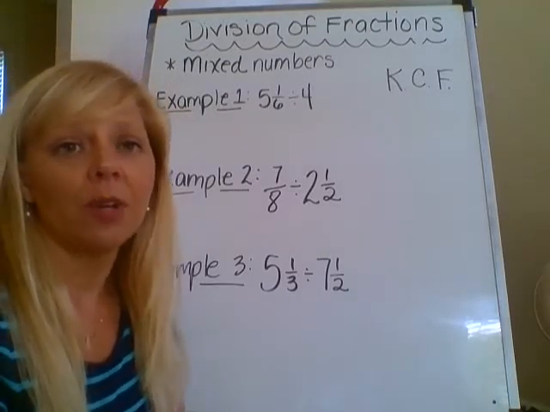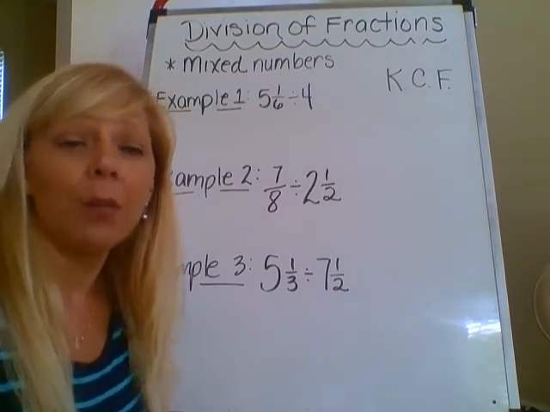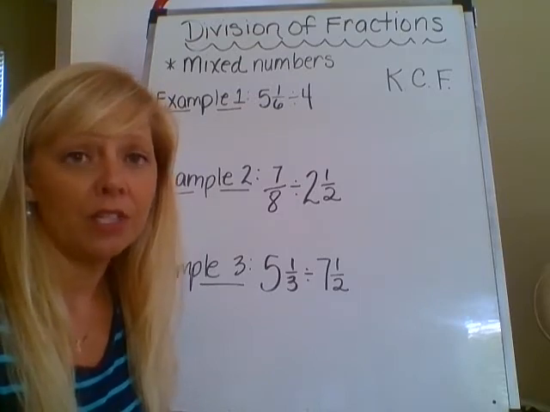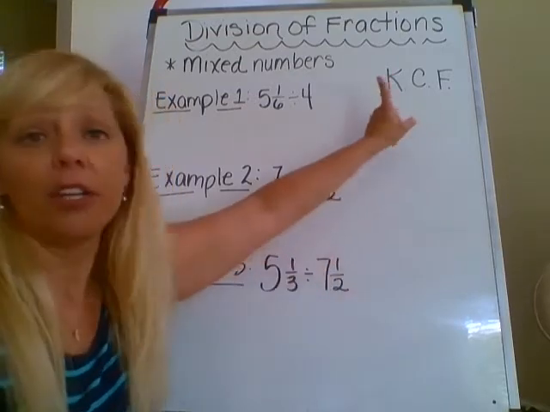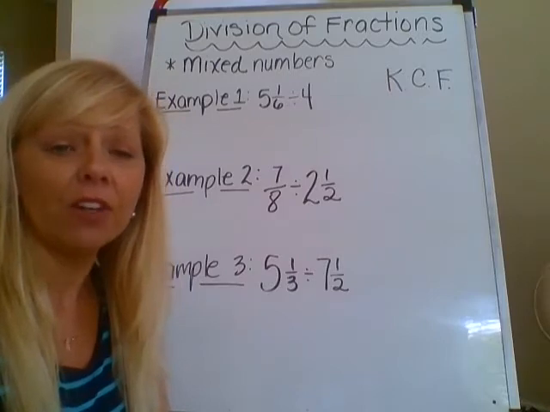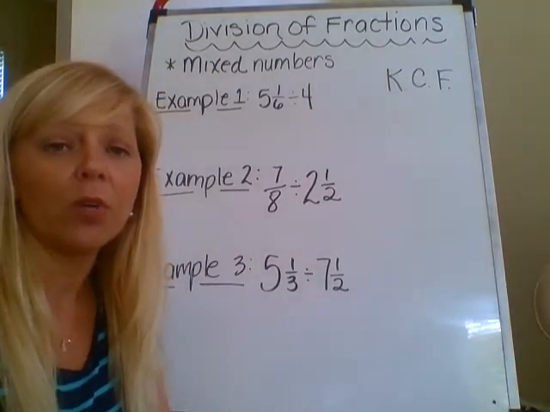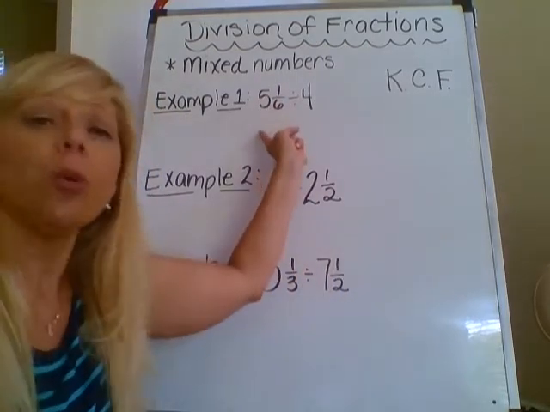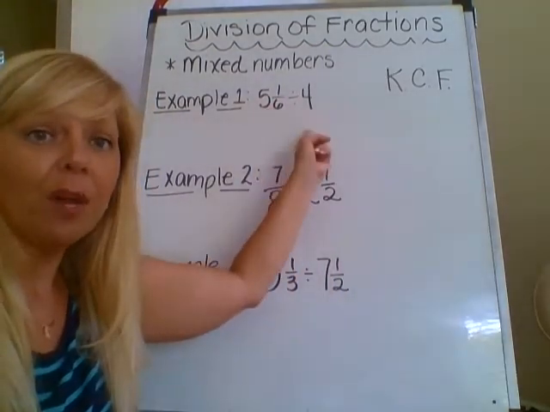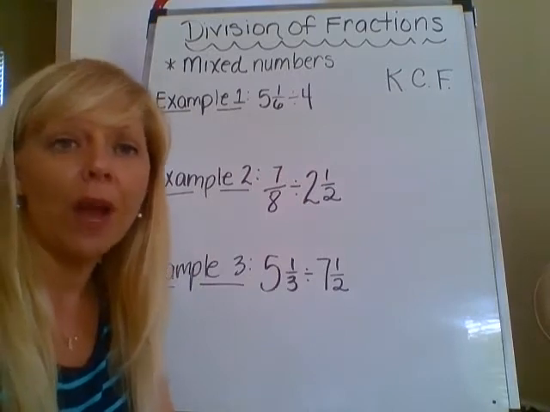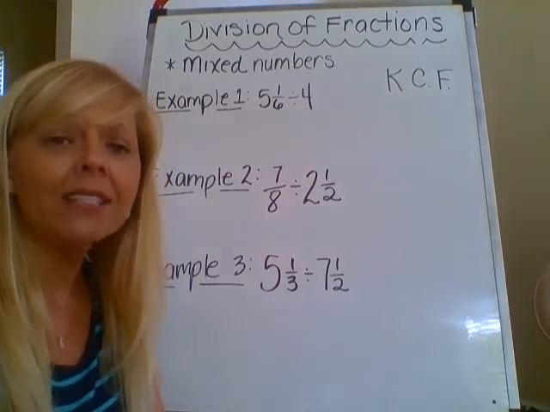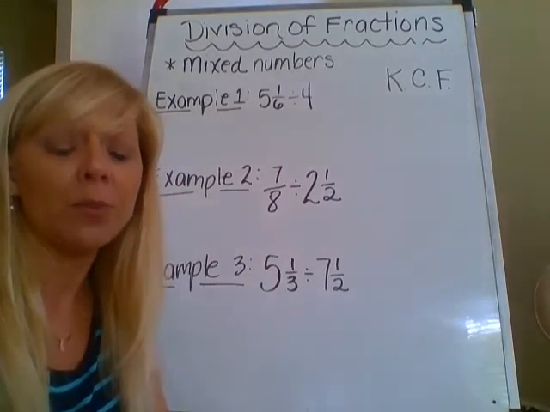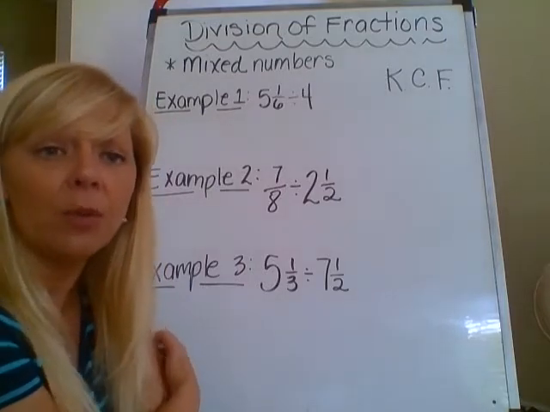In this mini lesson, we're going to be dividing fractions again, but we're going to be using mixed numbers. So again, we're going to be using our keep, change, flip method with our dividing of fractions, and we're going to do these three examples. If I'm going to estimate really fast, 5 divided by 4 would give me an answer around 1. And since 4 is smaller than 5, my number is going to be bigger than 1.